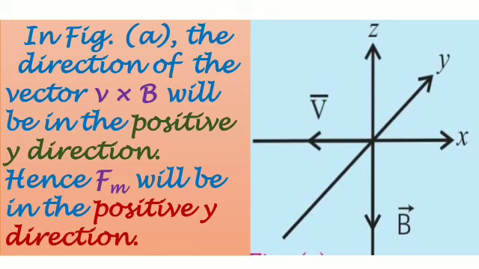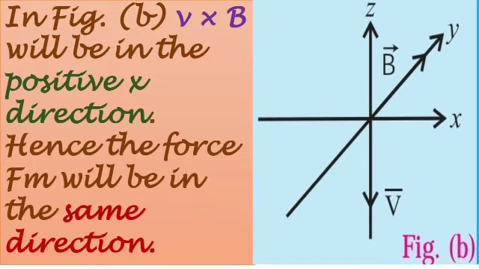Next we have figure B. As you can see here, V is along the z direction, B, the magnetic field, is along the y direction. So what will be the direction of the magnetic force? V cross B will be in the positive x direction. Hence the magnetic force Fm will be in the same direction, that is the positive x direction.